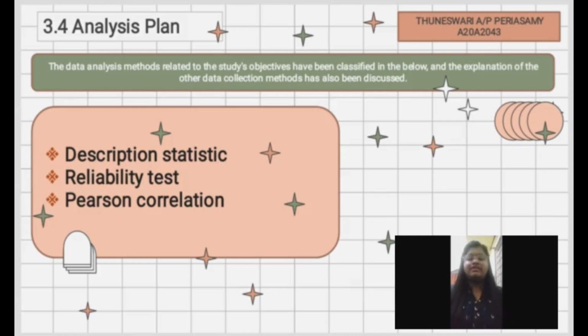I am Thuneswari Periasamy. My matric number is A20B2043, analysis plan. The data analysis method related to this study objective has been clarified and other data collection methods have also been discussed. First method is descriptive statistics such as the respondent's gender, age, marital status, business type, and some more. Moreover, the second method is reliability test as a measurement between independent and dependent variables.